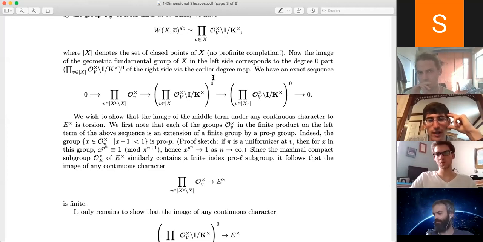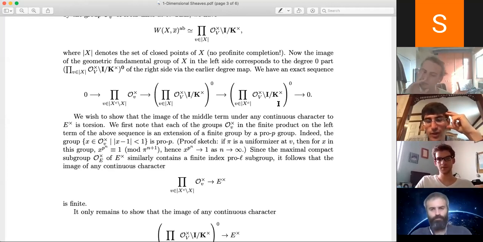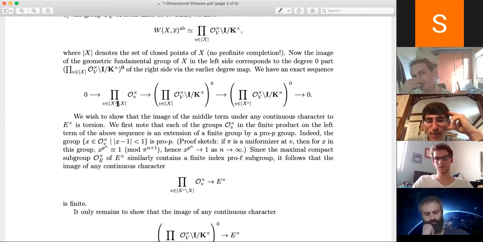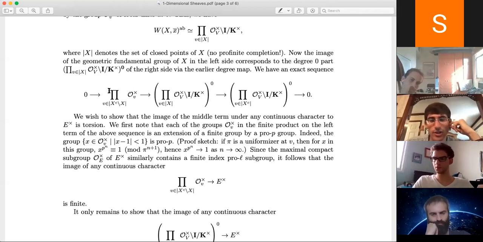I take the quotient. I map to the corresponding degree 0 element where I quotient by all the unit groups, not just the ones in X. And then the kernel of that is the product over all points in X-bar minus X of the units. Okay? And so to show that this has finite image, it suffices to show that a continuous character from here has finite image and one from here has finite image. Okay?